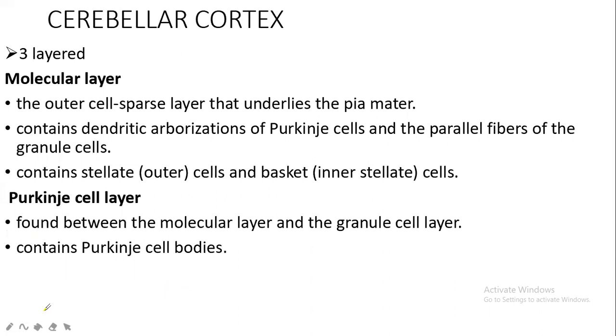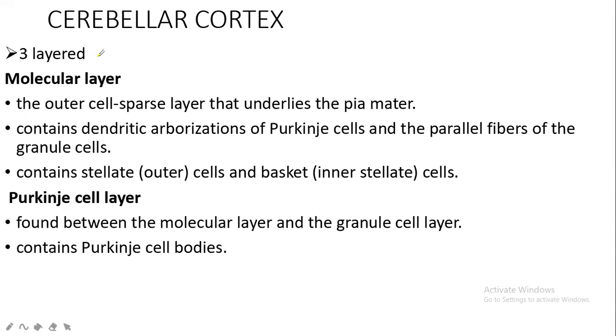Right. Then let's look at the histology of the cerebellar cortex. The cerebellar cortex has 3 layers, and the layers are uniform all over, compared to the neocortex. The cerebral cortex has 6 layers that are not uniform all around. That's why we have the agranular cortex and the granular cortex. But for this part, we have uniform layers all around, and also a uniform structure.